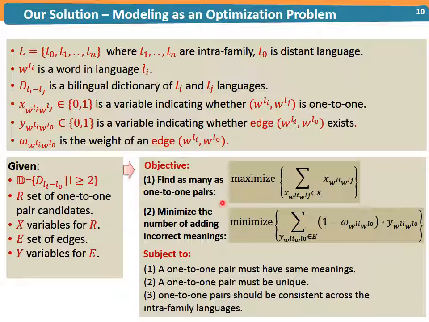These objectives should be subject to some constraints derived from our one-to-one assumption. For example, a one-to-one pair must have the same meanings, a one-to-one pair must be unique, and a one-to-one pair should be consistent across the intra-family languages.